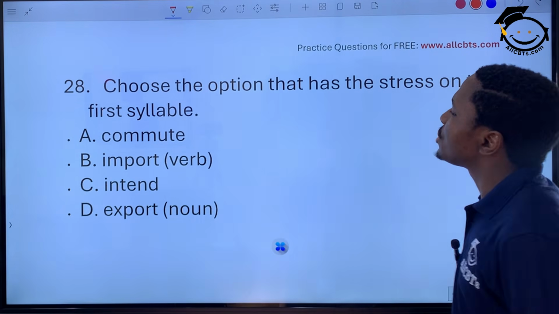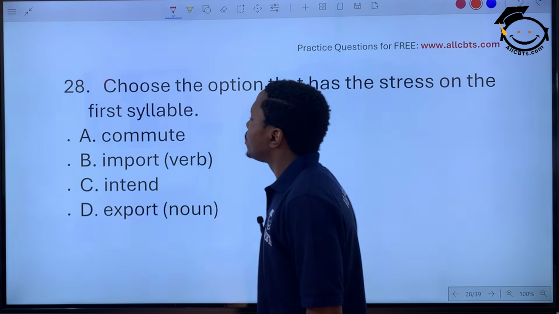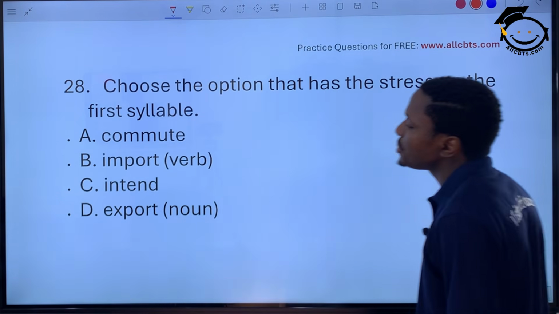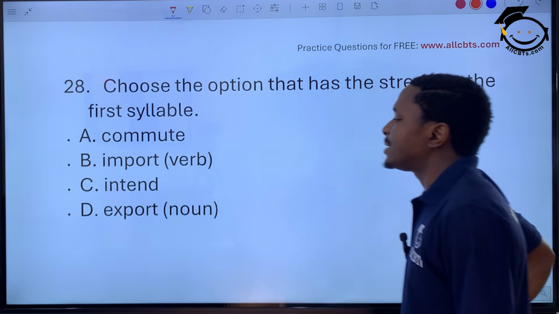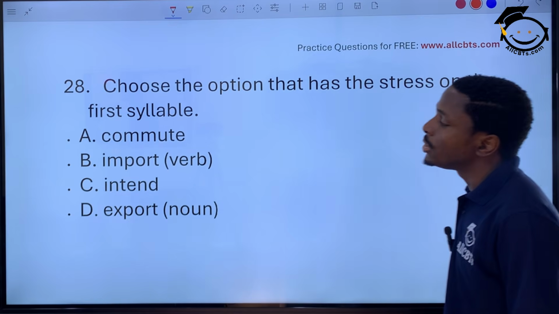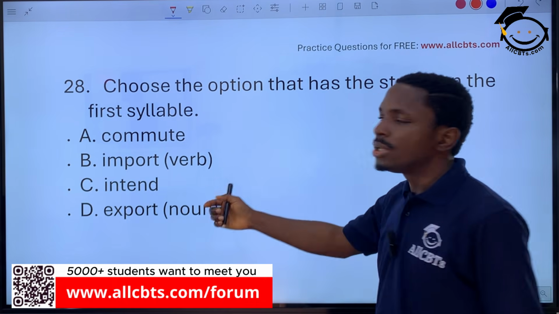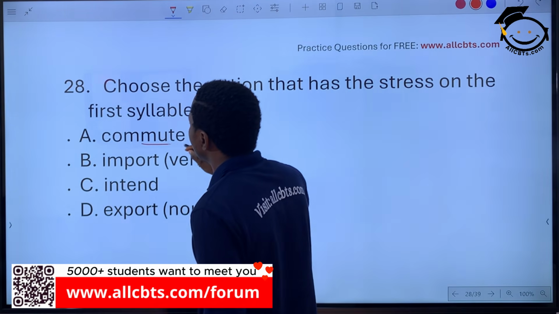28. Choose the option that has the stress on the first syllable. Wow, we're seeing a lot of this now. You have commute, import, intend, and export. Okay, so which one has it on the first syllable? Commute. Second position. Okay.